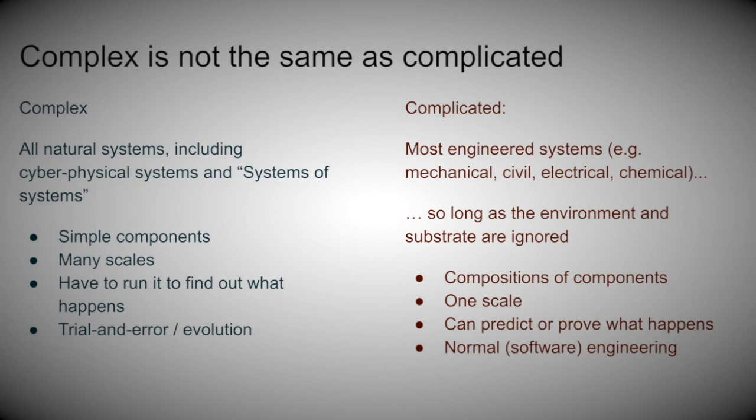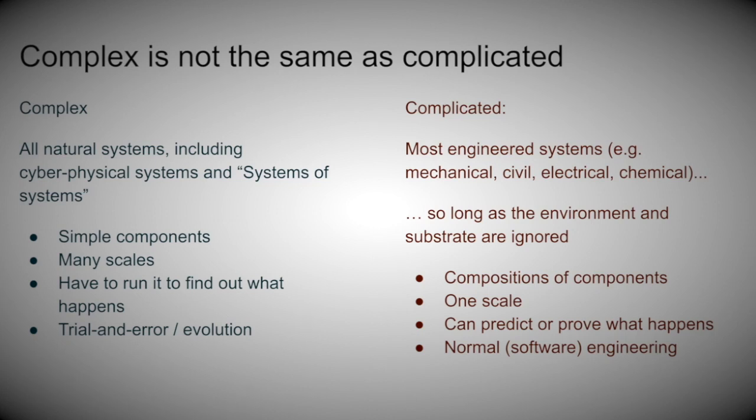By contrast, complicated systems are what we often think of as engineered systems, whether that's mechanical or civil, electrical or software engineering. These things are made up of manufactured components which exist on the same scale as each other, so you can simply interface them, and you can predict and even prove what will happen when the systems run. We can think of the development of a complicated system as normal software engineering or normal mechanical engineering, normal civil engineering. So that's our baseline, that's our normal understanding.